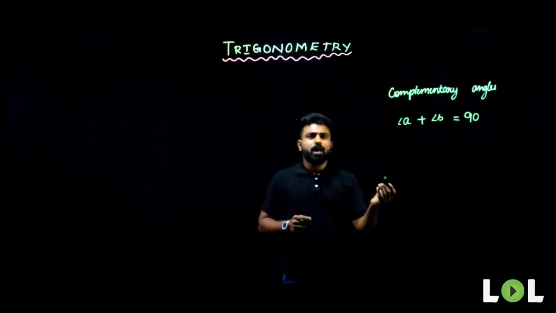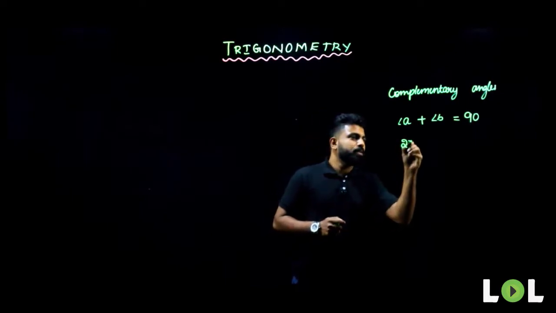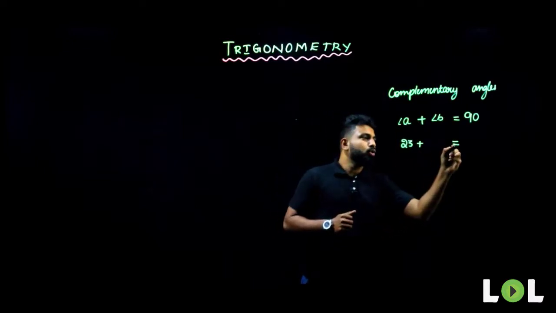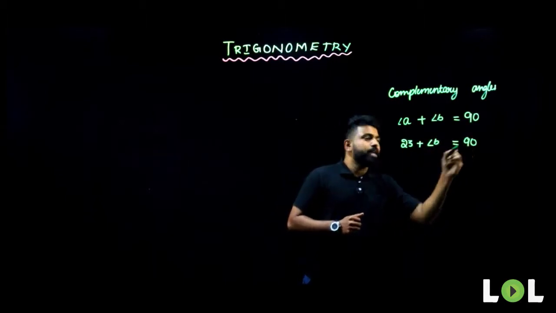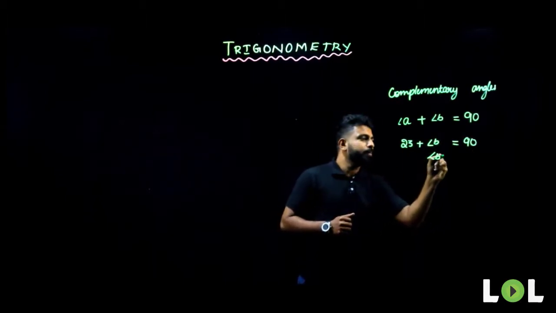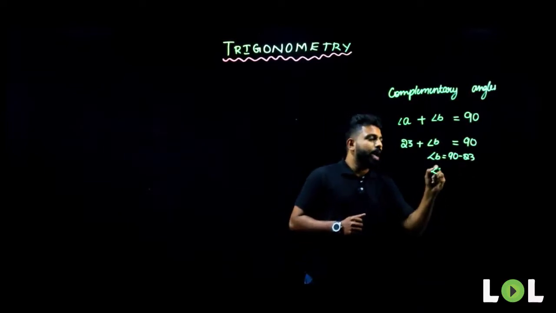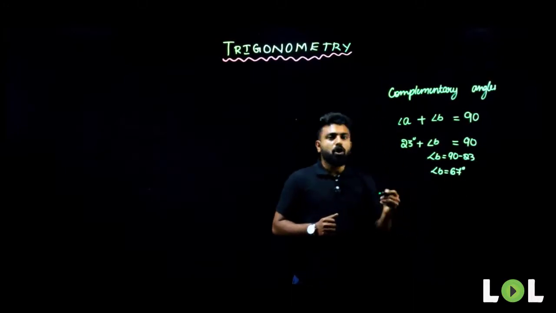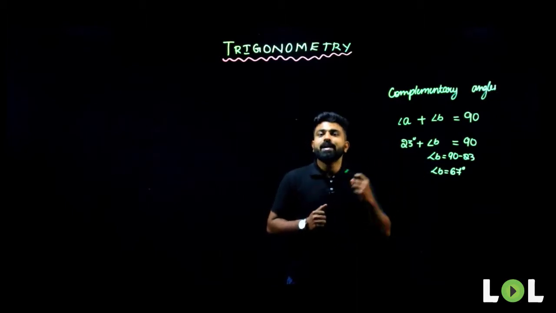So for you people to understand this better, if I take the value of A as 23, then what should be the value of B so that both the angles become complementary? It is very easy. You know that the sum of them should give me 90. So the value of angle B must be 90 minus 23. That is nothing but angle B is 67 degrees. So you can call 23 degrees and 67 degrees together as complementary angles.